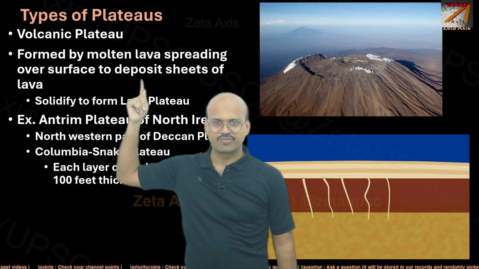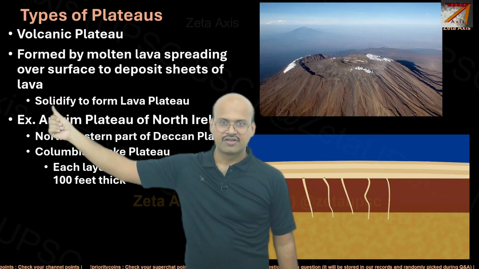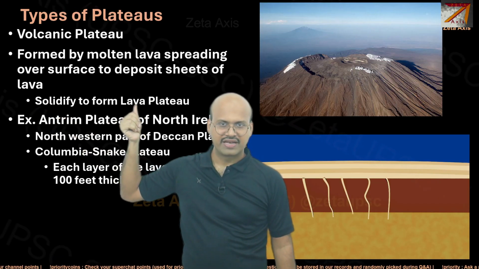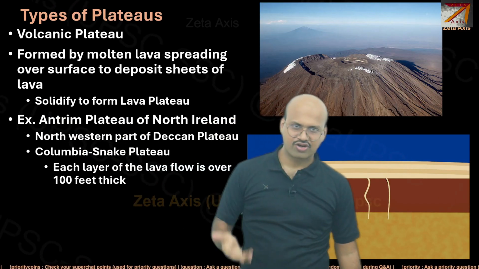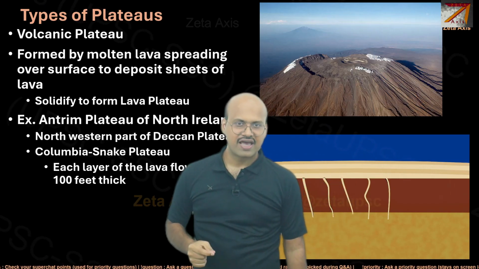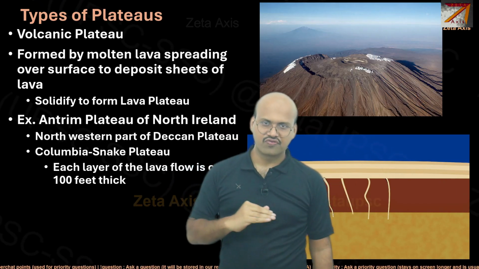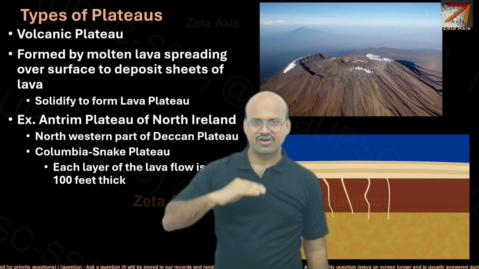It is formed by molten lava spreading over the surface to deposit sheets of lava, solidified to form a lava plateau. So the lava deposited on a region by different eruptions, and over time it cooled down to form sheets of land.